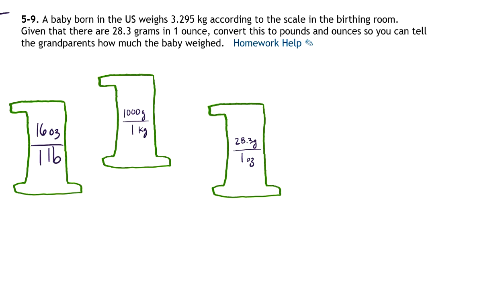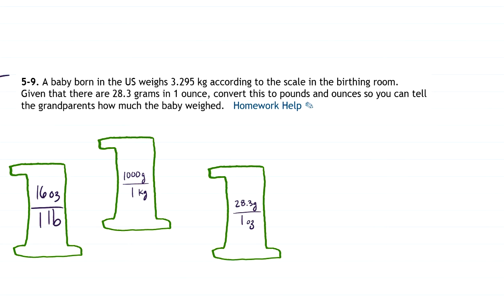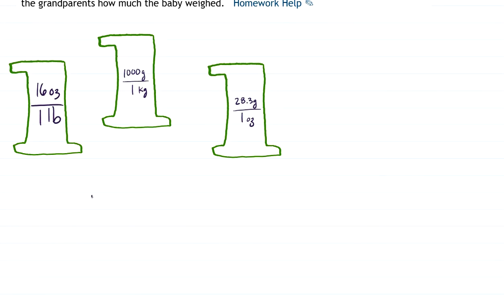So let's start with what they give us. Let me put some lines on the paper first, though. So we are told that we're starting with 3.295 kilograms. Now, I want the kilograms to go away. So if you notice, this giant 1 has kilograms in the denominator.